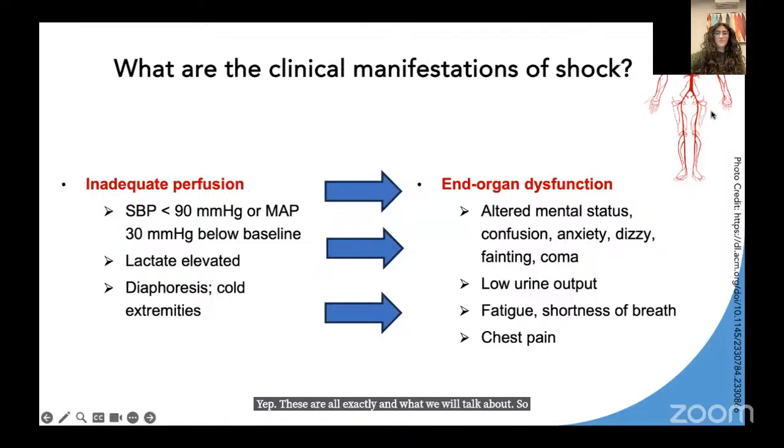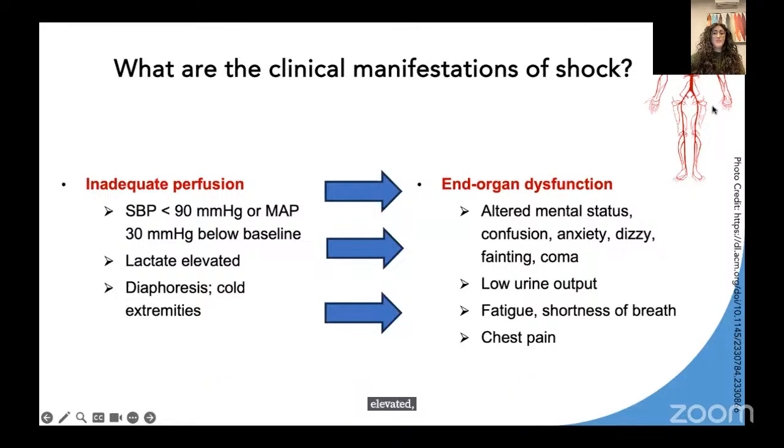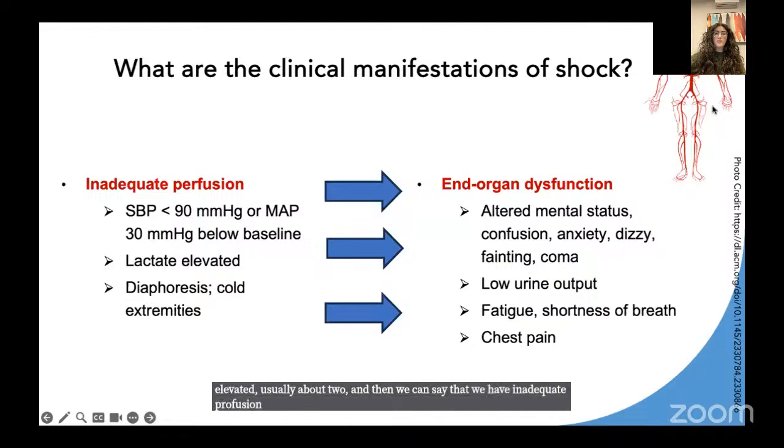So as you can see here, inadequate perfusion. We measure that by blood pressure. If our blood pressure is less than 90 systolic, or our MAP is 30 points below baseline, then we can say that the patient is having inadequate perfusion. The other thing is if our lactate is elevated, usually above 2. And then, like other people were saying, cold extremities and diaphoresis or sweats can be another clinical manifestation.